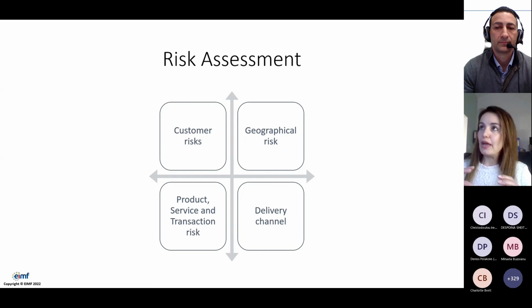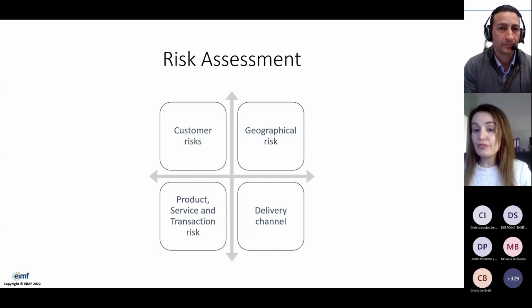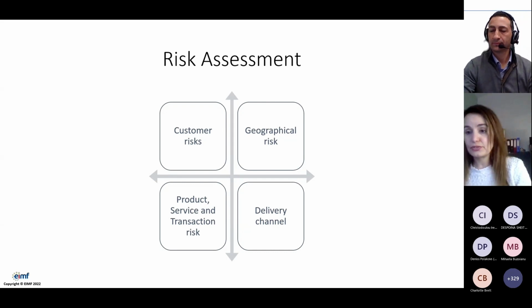Let's say we categorize the answers we get from the questionnaire into 4 major categories. The customer risks, where we answer the question, who is my customer? Geographical risks, where we answer the question, where does the customer have personal links or any other links? What the product, service, and transaction risk is, and delivery channel, how the product or the service is delivered to the client. Is it face-to-face or non-face-to-face?